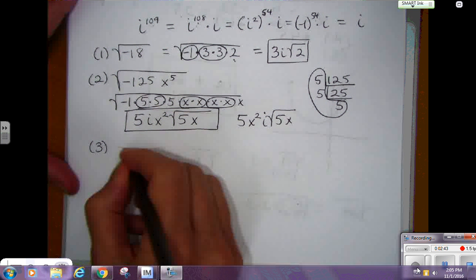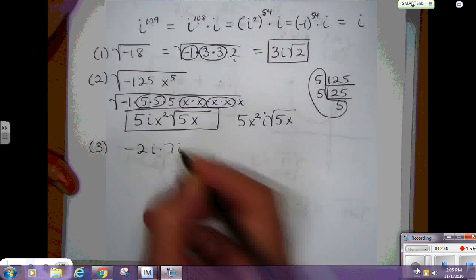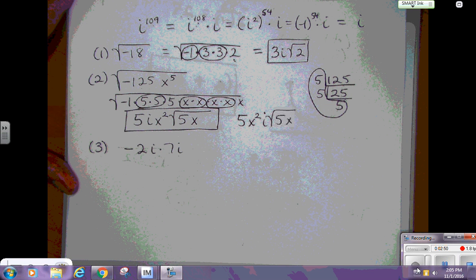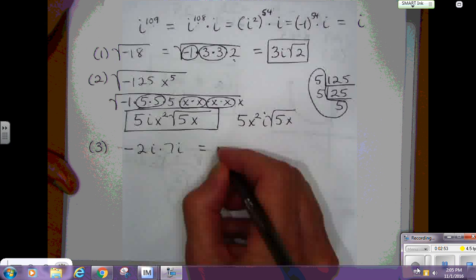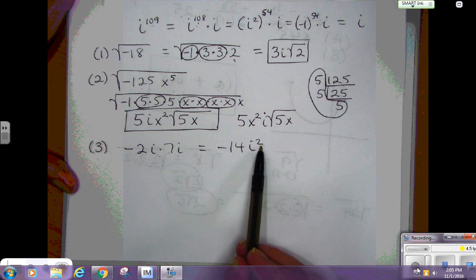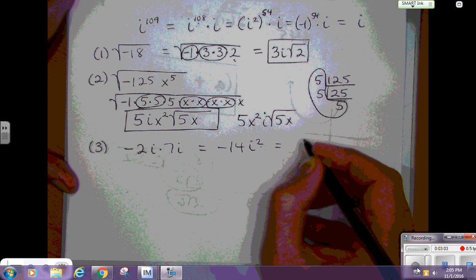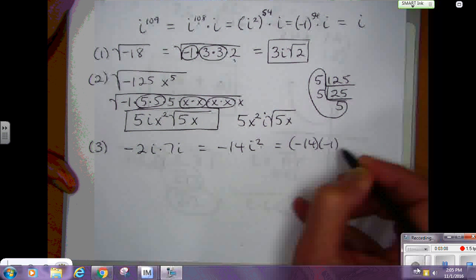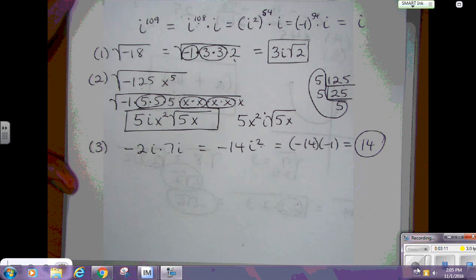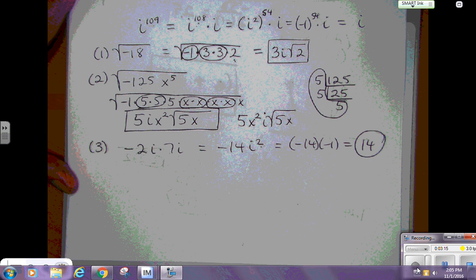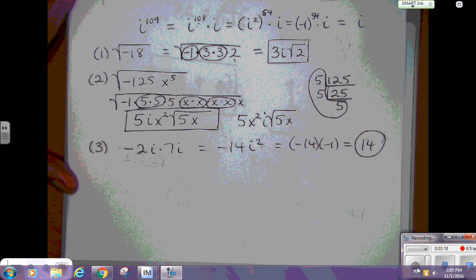Alright, let's look at number 3. We're multiplying negative 2i times 7i. So we're going to multiply the coefficients together and then multiply the i's together. Negative 14 i squared. But I can't leave the exponent on the i because it's bigger than 1, so I have to simplify it. i squared is negative 1, so I actually have negative 14 times negative 1, and that'll simplify to positive 14. And that'll be your answer. Any questions?